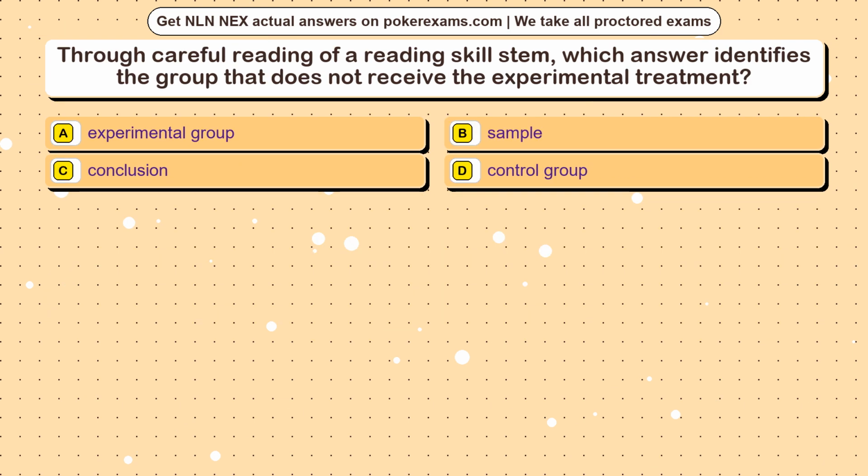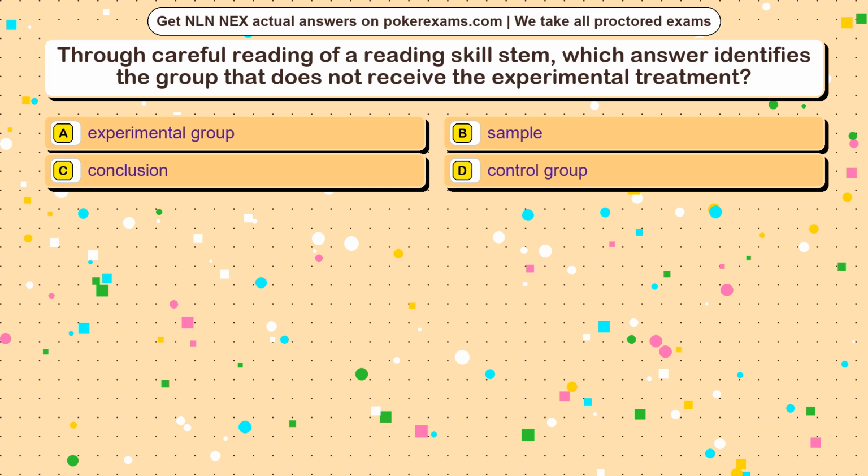Question 25. Through careful reading of a reading skill stem, which answer identifies the group that does not receive the experimental treatment? Option A, experimental group. Option B, sample. Option C, conclusion. Option D, control group.